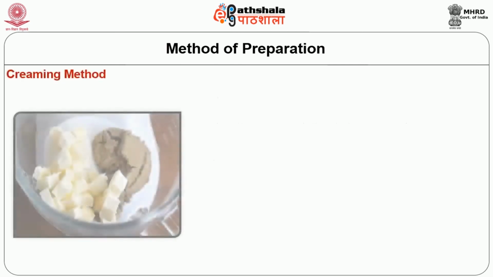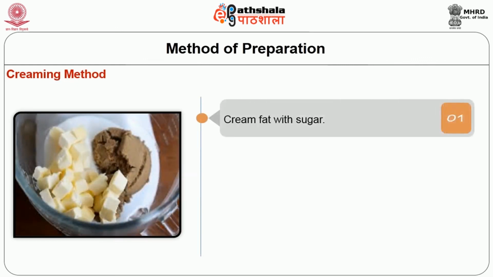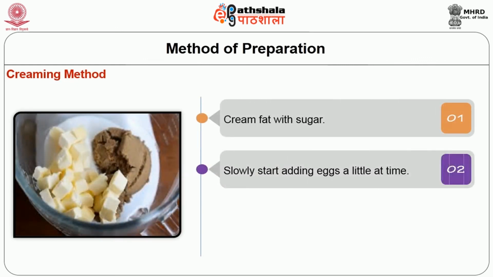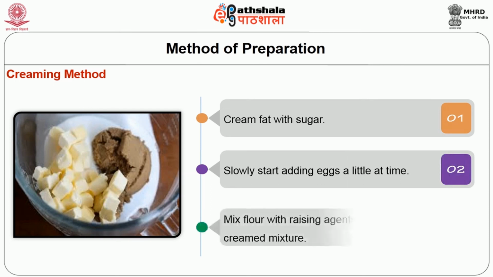Whereas for the creaming method, for the preparation of cream, cream the fat with sugar. Slowly start adding eggs one by one, that is, a little at a time. Then mix flour with rising agents and fold into the creaming mixture.